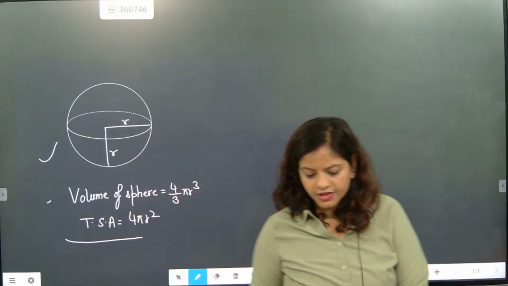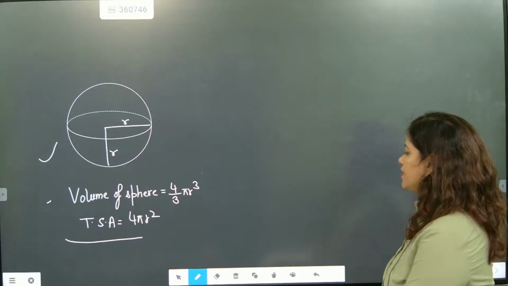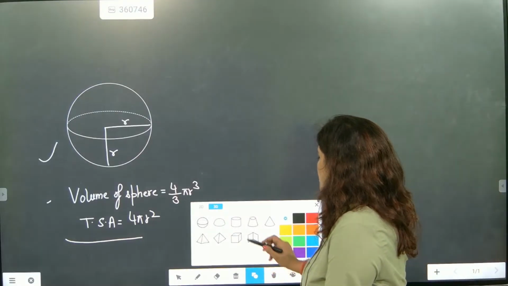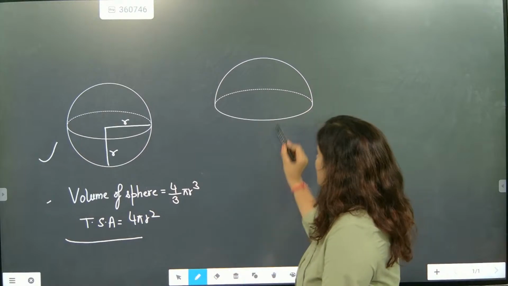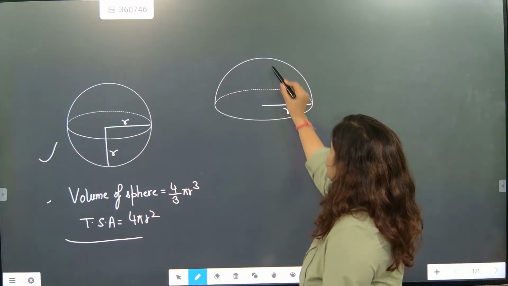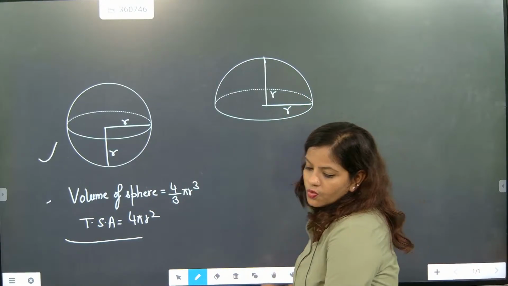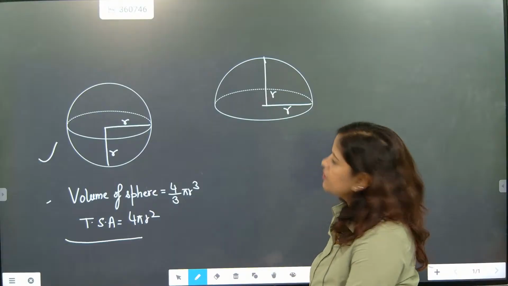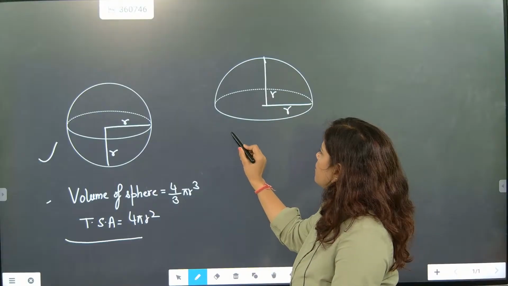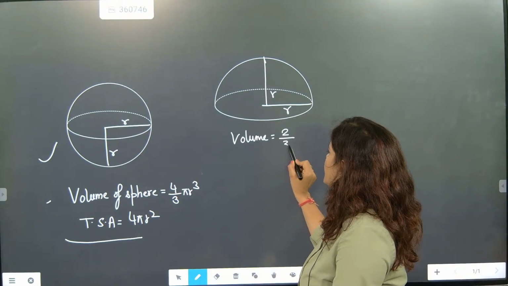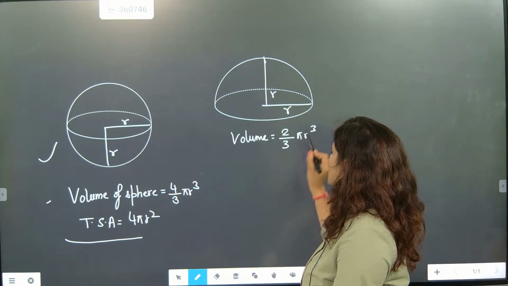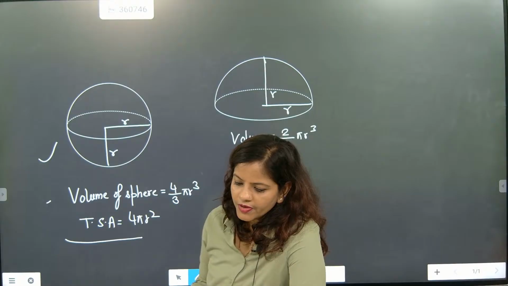Aru, did you send that? Now we will be going for the next part. Next is hemisphere. If somebody gives you a hemisphere, beta, this is radius r and this is radius r. So what is the volume? Okay, thank you, Aru. What is the volume? Volume will become half of sphere. So it will become 2 by 3 pi r cube.